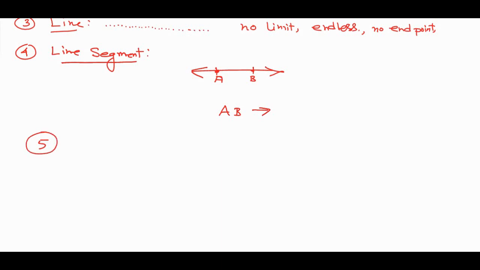The fifth one is ray. Ray means which has one end point, and the other side is endless. So these are the very basic ideas about geometry.